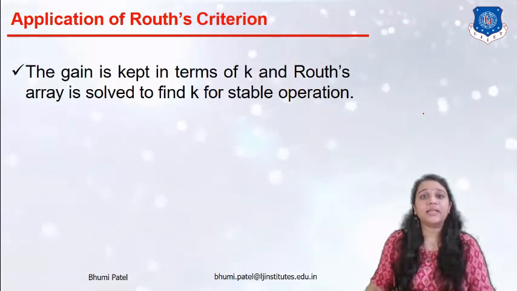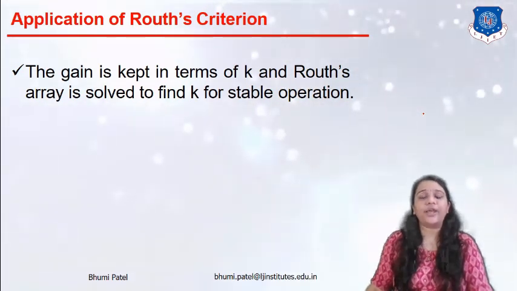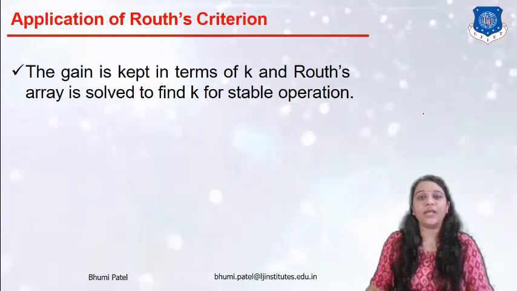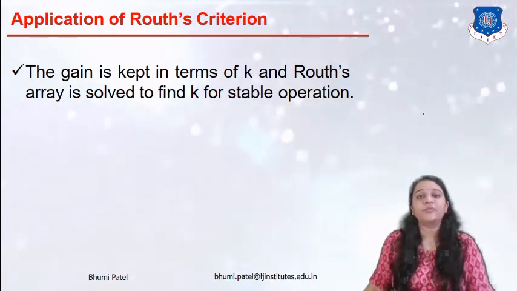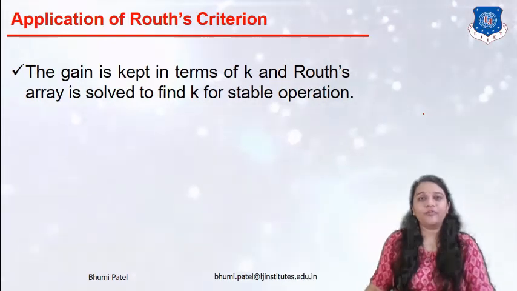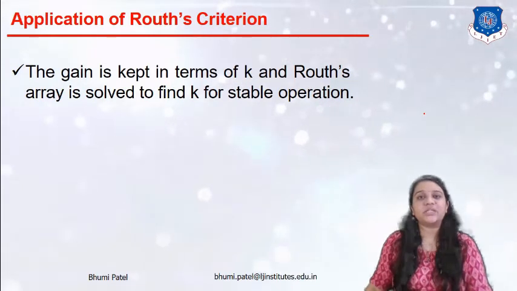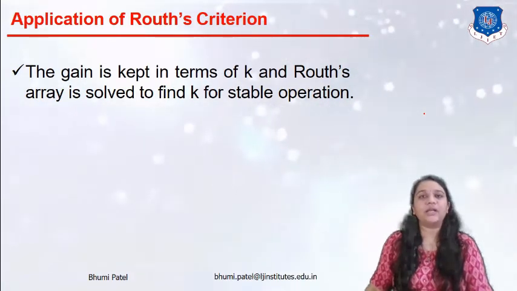The gain is kept in terms of k and the Routh array is solved to find out the different values of k for this table operation. So using the Routh table, we have to find the different values of k and then we have to decide whether this type of system is stable, unstable or relatively stable.